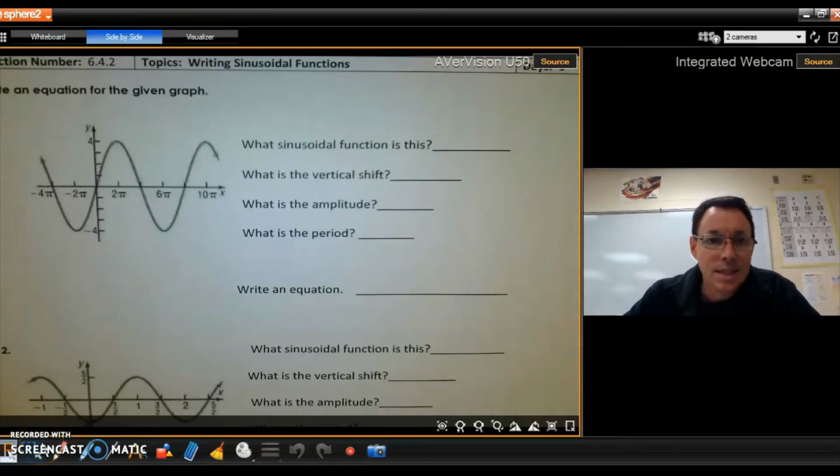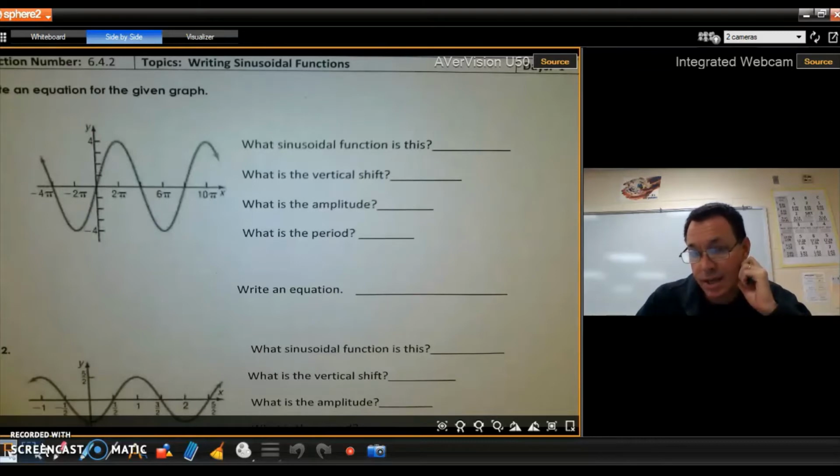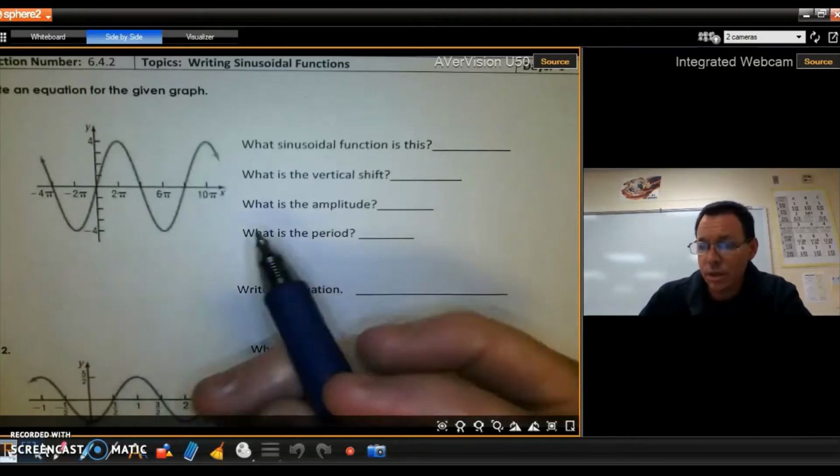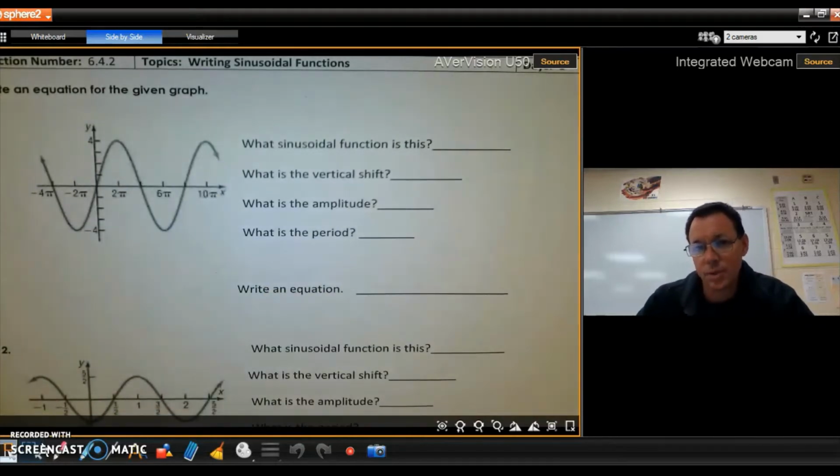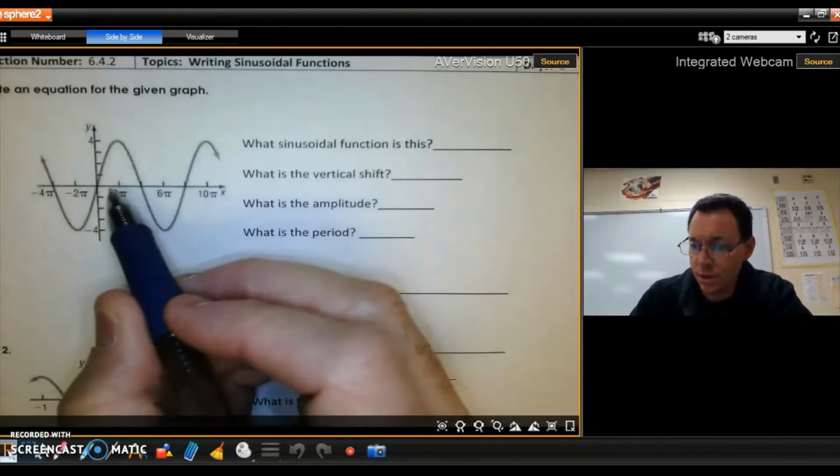Hey guys, today we are going to go in the opposite direction of what we did the other day. So the other day we were graphing sine graphs or sine functions. Today we're going to look at a graph and determine what function would create that graph. Okay? So for example, first thing we're going to do, we're going to look at this shape right here.